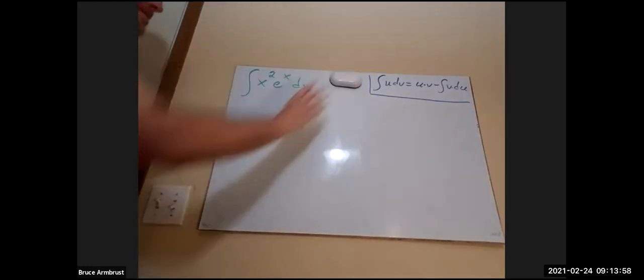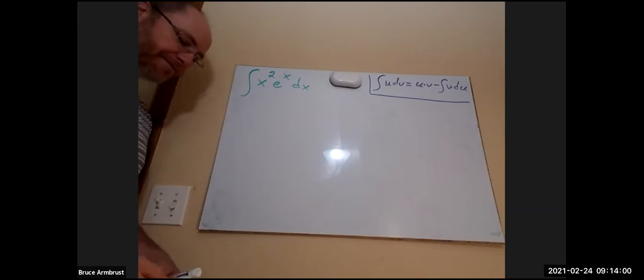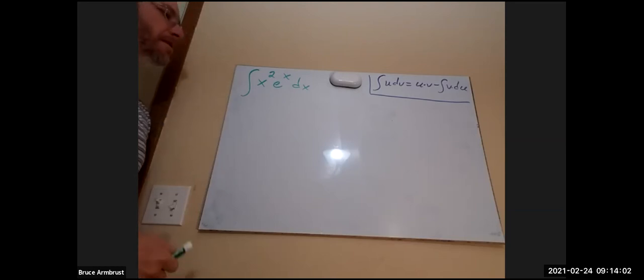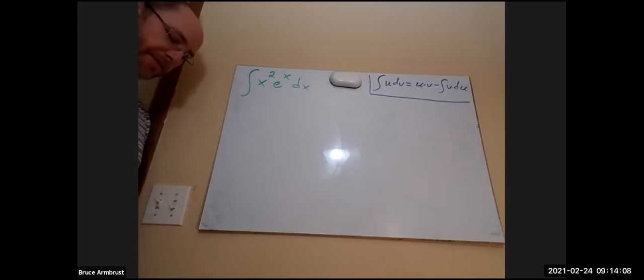So nice and easy, x squared e to the x. According to LIATE, what are we going to choose for our u? Which of these pieces? The x squared. That sounds good to me. X squared is algebraic, e to the x is exponential, and exponential is at the bottom of the list. So we'll let u equal x squared, dv equal e to the x dx.